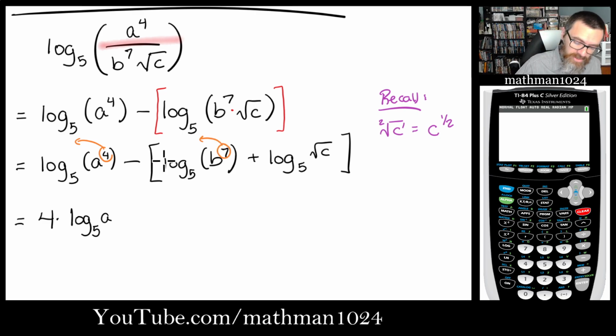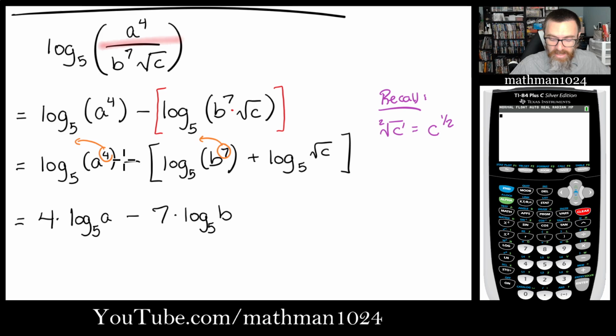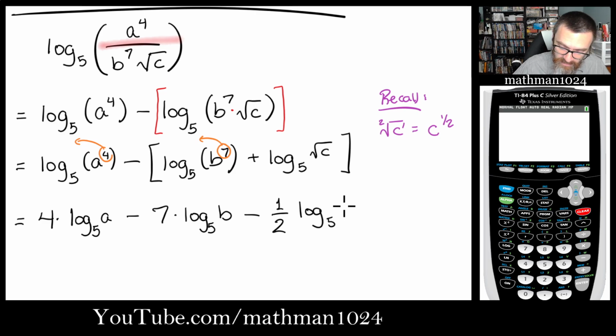And then here, I'm going to bring the 7 out in front, but there's also the negative. So it's going to be a negative 7 times log base 5 of b. Don't forget there's a negative here that has to distribute, so it's going to be another minus, and the square root of c, we can see over here how that is a power of 1/2. So we'll say minus 1/2 times log base 5 of c. And there we go, it's completely expanded. So that's one way of doing this problem. Okay.